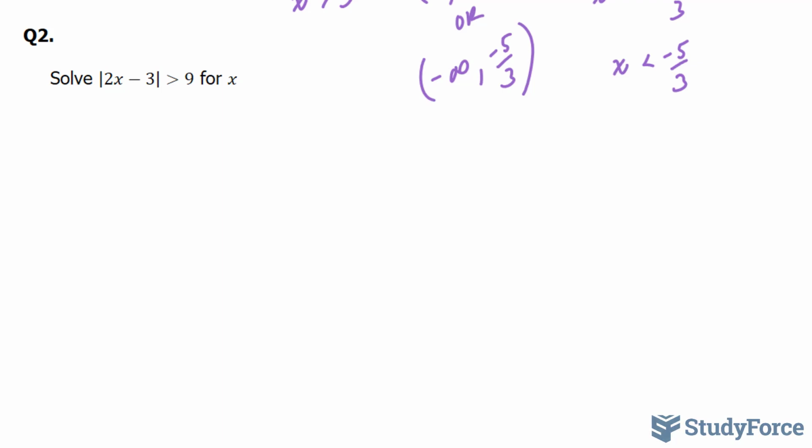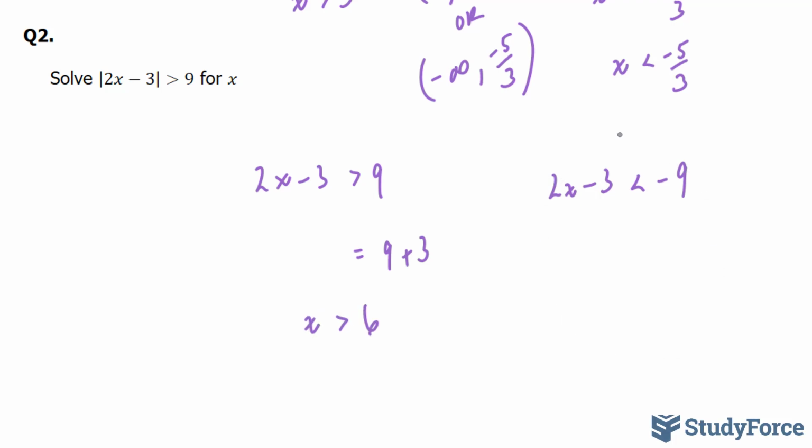Once again, we have to break this down into 2 parts. The first part is 2x minus 3 is greater than 9, and 2x minus 3 is less than negative 9. Let's solve for x in both situations. If we move this over, we end up with 9 plus 3, which is 12, divided by 2 is 6. So x must be greater than 6.